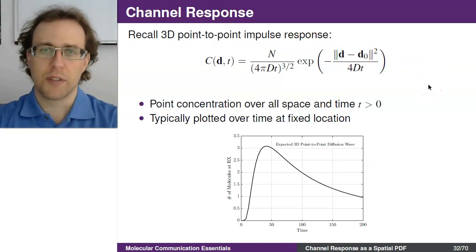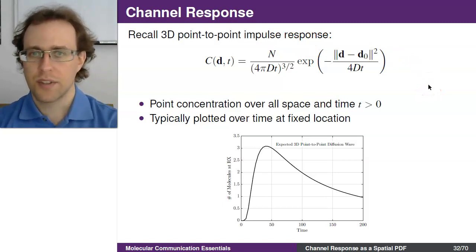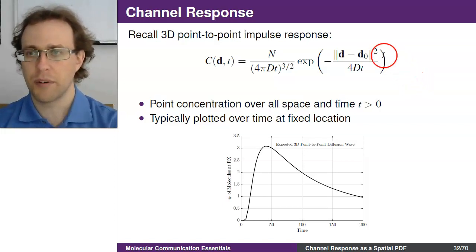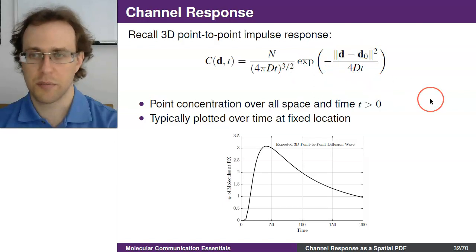So we'll start with the channel response. Recall this result from a few slides ago for our 3D point-to-point impulse response, where we had this point concentration. It's a function of the number of molecules transmitted, the diffusion coefficient D, our position relative to where the molecules were released, as well as the time since those molecules were released.